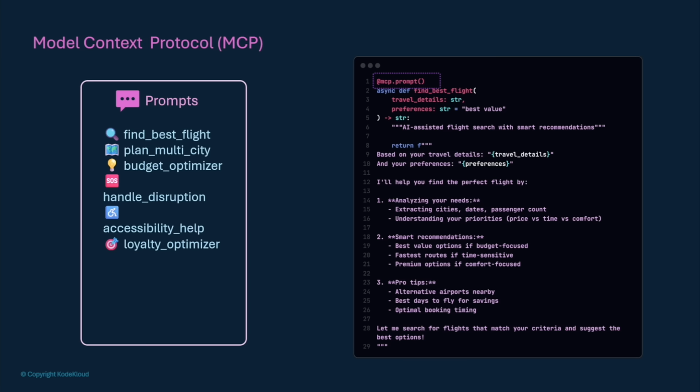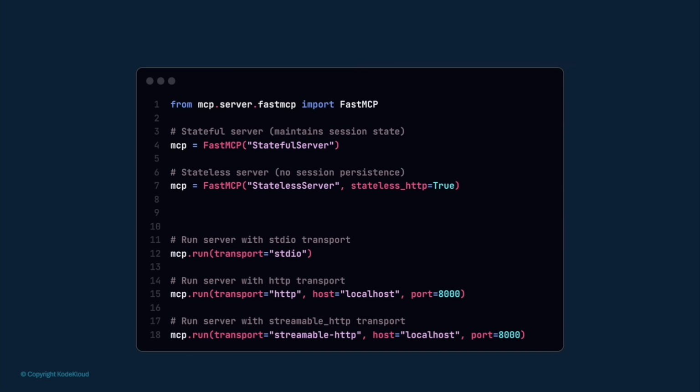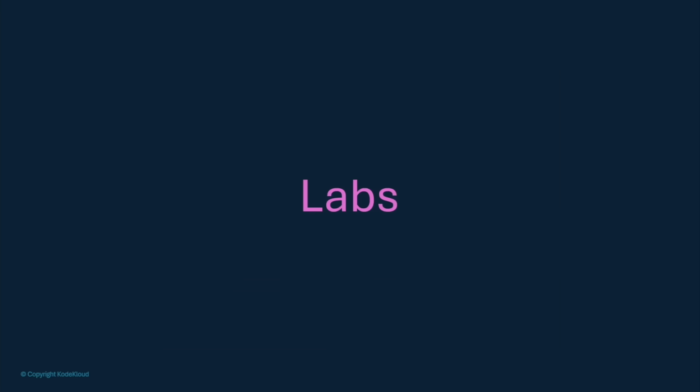Now that we have coded the server, how do we run it? When creating the FastMCP server, there are different options, such as creating a stateful server, which is the default behavior, or a stateless server by passing the stateless HTTP flag as true. And finally, while running the server, you may set transport to standard I/O or HTTP and specify a host and port. Or to be more specific, you may specify streamable HTTP that can stream the output. Well, let's head over to the lab and practice building an MCP server.